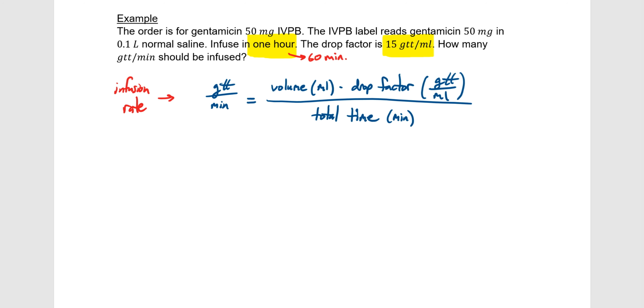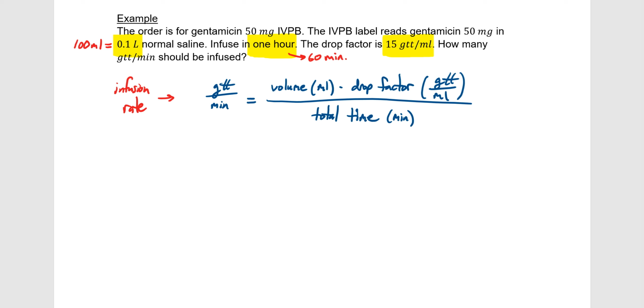And lastly, for the total volume, the 50 milligrams here is not a volume, so that's not the number that we're using. We're using the 0.1 liters as our volume, but we need to convert this to milliliters. 0.1 liters, we would have to move the decimal over 3 to the right. That'll give us 100 milliliters.